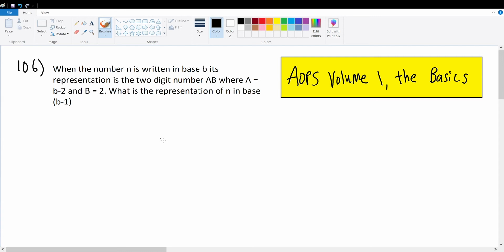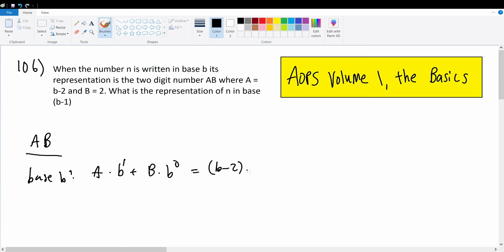So for this question, we just need to first write down the given information. It tells us that number n is written in base b. Its representation is ab, where a is equal to b minus 2, and b is equal to 2. How are we supposed to write this in base b? Well, in base b, it will be equal to a times b plus b times b to the 0 power. We're given that a is equal to b minus 2, so b minus 2 times b plus b, which is equal to 2 times 1.